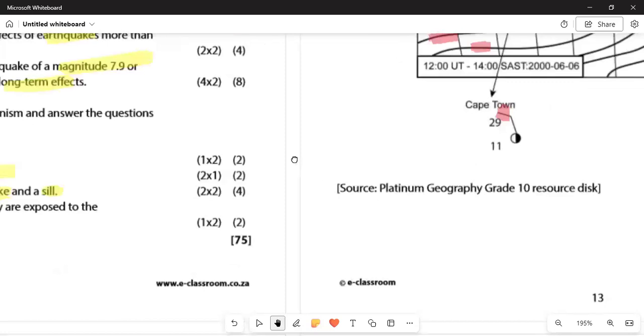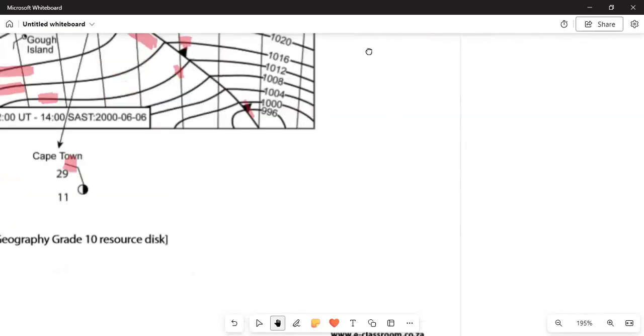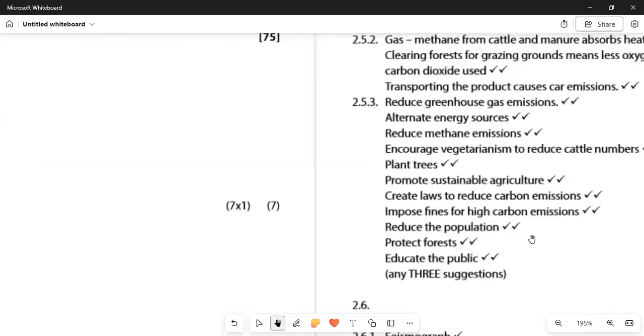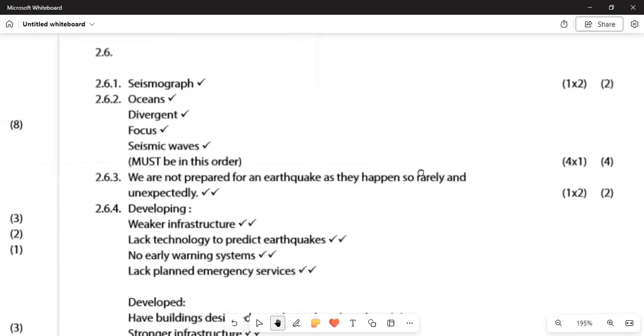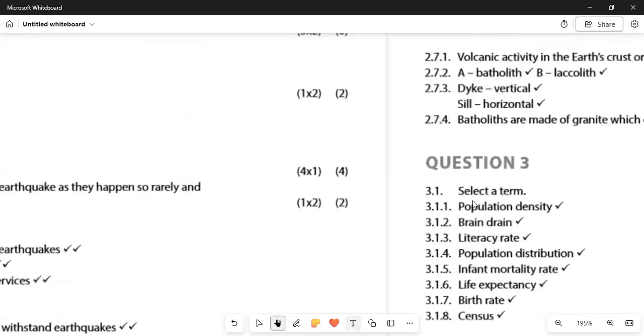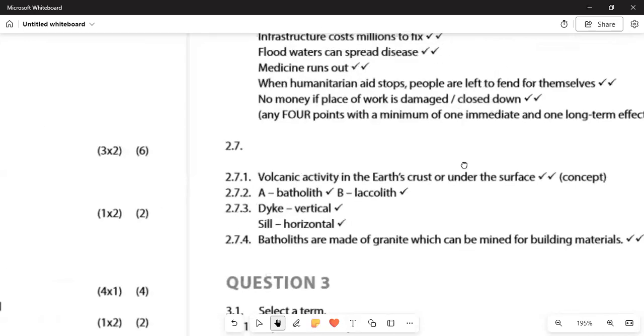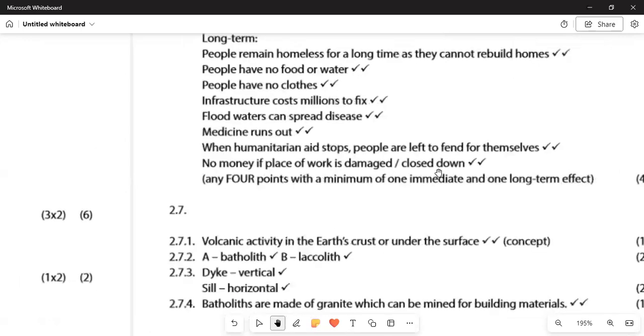If we are moving on again, we can see that we have some answers on our concept. In 2.7.1, the concept is volcanic activity in the earth's crust or under the surface. You get your 2 marks. A is a batholith, B is the laccolith. And then in 2.7.3, the dike is vertical and the sill is horizontal. You get the marks for that.